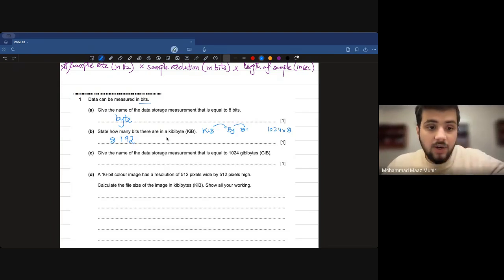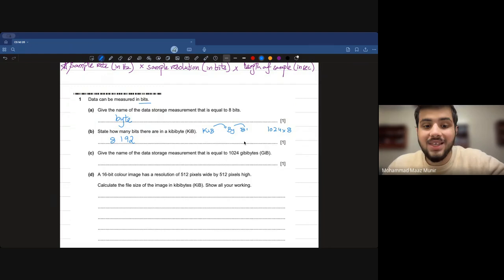There is a possibility that they ask how many bits are there in 0.5 kibibyte. So you should be aware that 0.5 kibibyte would mean 1024 multiplied by 8 multiplied by 0.5, right? Or you can say 1024 divided by 2 in the first place, multiplied by 8. So you should be aware of all these questions, and these are only going to be mastered once you start practicing.